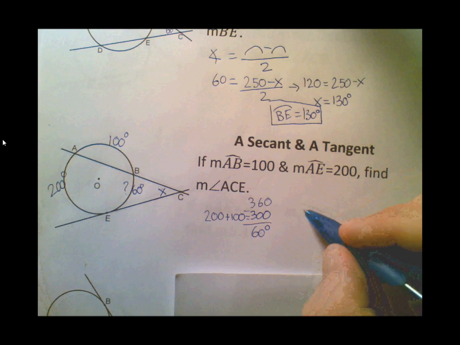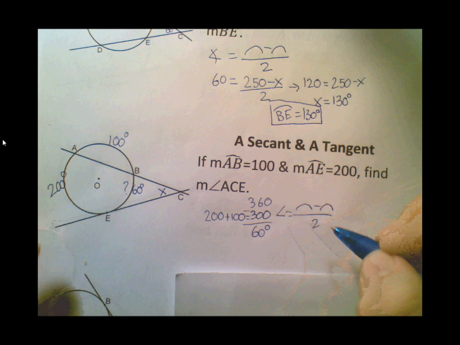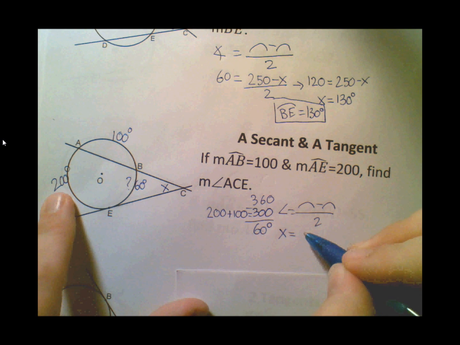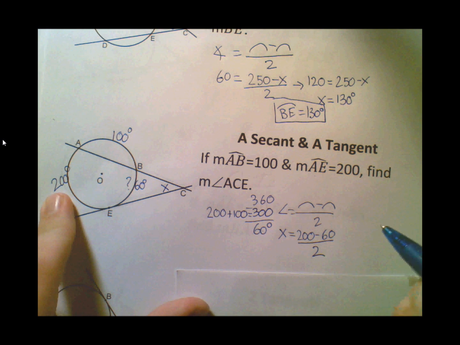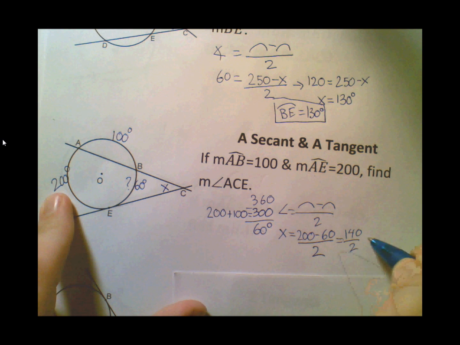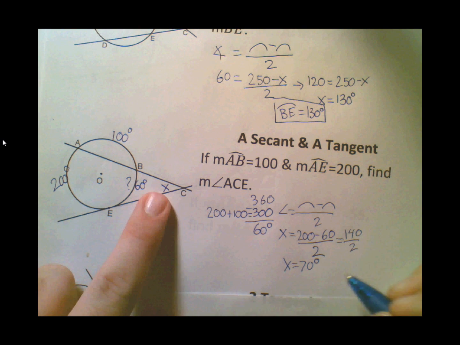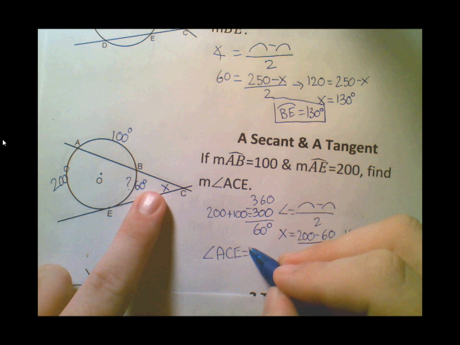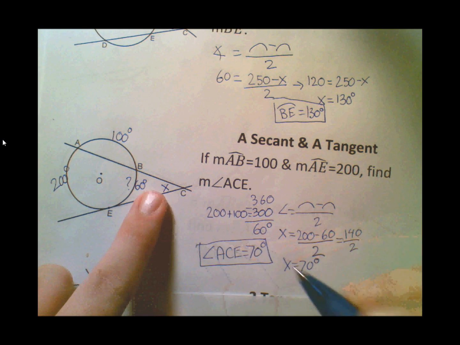So we have arc minus arc divided by 2 is equal to the angle. So therefore, I'm looking for x is equal to 200 minus 60 divided by 2. 140 divided by 2. Therefore, I know that x is equal to 70 degrees. Now, x once again is the angle ACE, the measure of angle ACE. So therefore, I can say that the measure of angle ACE is 70 degrees.